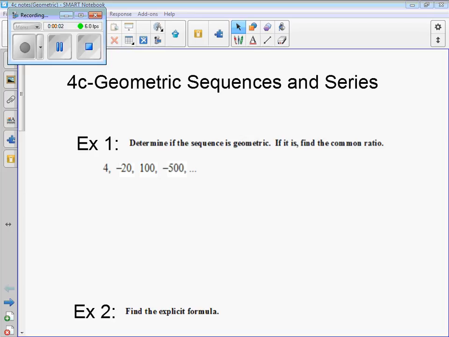Welcome to 4C, which is geometric sequences and series. 4C is actually broken up. There's 4C, D, and E. I want you to take the notes for all of it. We'll see if we can get it done in a reasonable time.